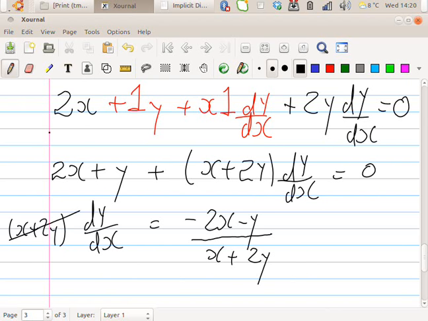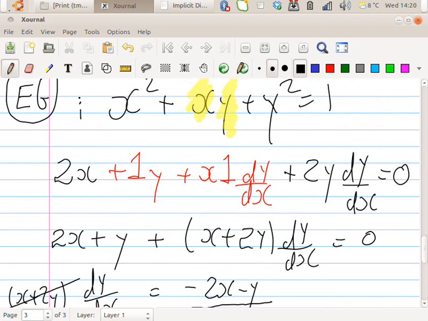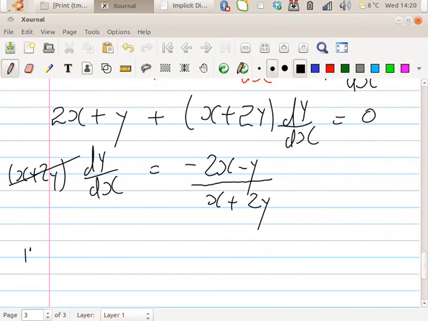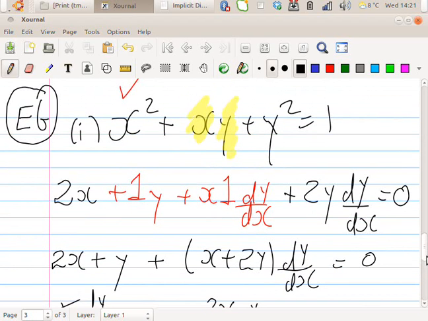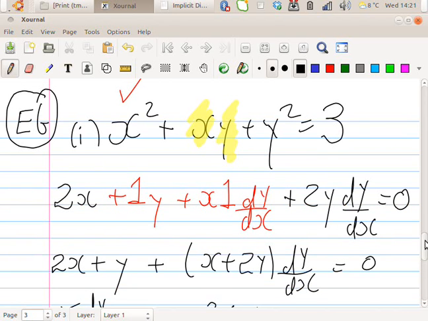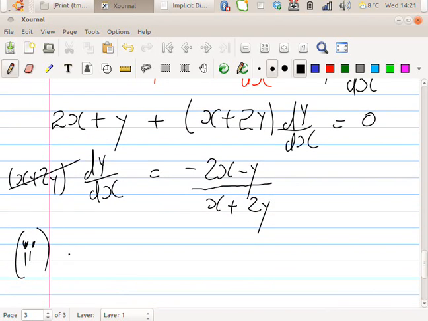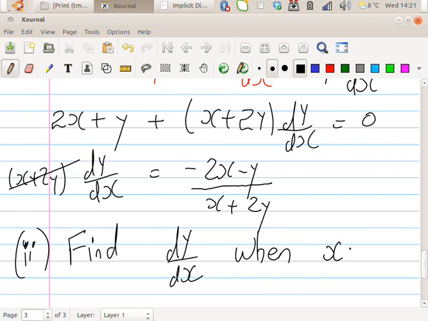So let me add a little bit to the question. So that can be part 1. And then how about part 2? I'm just going to change this. It doesn't change any of my work here because the derivative of a constant is 0. But in the original question, could you change this to 3, please? Okay. That was part 1. Part 2 is find dy dx when x equals 1.